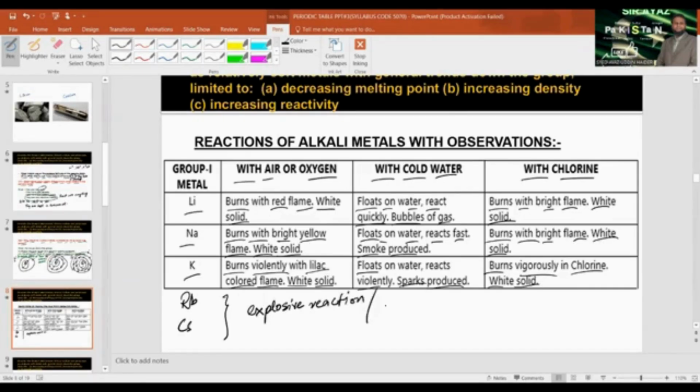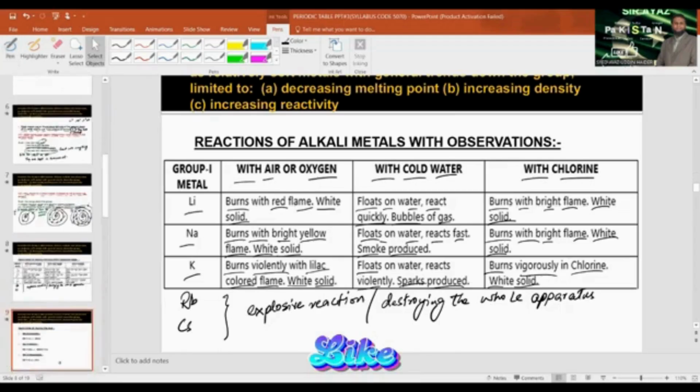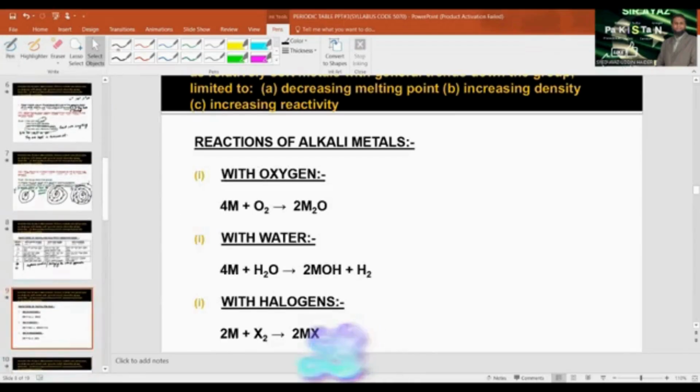Explosive reaction. Or you can even write destroying the whole apparatus. In case of reaction with water, any gas produced will catch fire. Now here are some reactions of alkali metals. M represents any alkali metal, like you have lithium, sodium, potassium, rubidium, cesium, or francium.